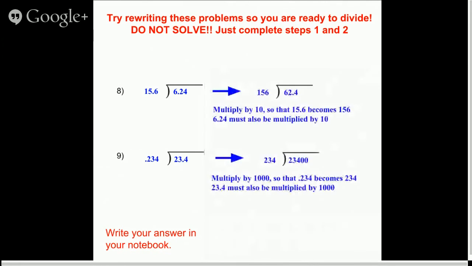Okay. So to turn this into a whole number, you need to multiply it by 10. So you move it over 1. Okay, you also have to multiply this by 10, so you move this over 1. Then you would just solve this normally. Okay, you don't move it over 2 because you only moved this over 1. This one needs to be moved over 3. 1, 2, 3. So this also needs to be moved over 3. 1, 2, 3.